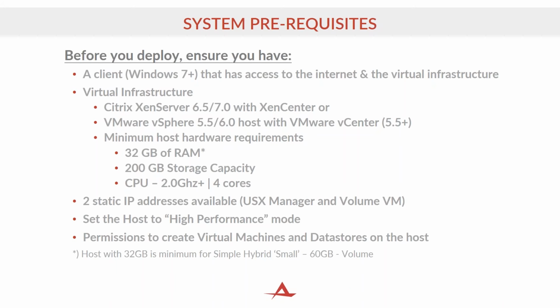As I mentioned earlier, host requirements are 32 gigs of RAM or more if you deploy the larger volume, 100 gig simple hybrid. With simple hybrids, we need RAM to really boost the performance from the spinning drive. You need 2 IP addresses, and set the host to high performance like the normal VDI best practices.